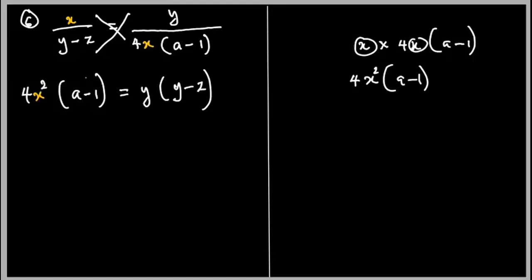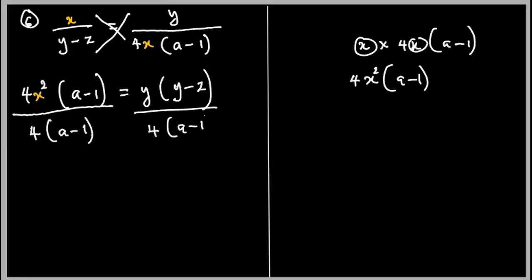I must take out the 4 and that bracket 10. How? I'll divide both sides by 4 and then that bracket 10 a minus 1. Now 4 will cancel out 4, the bracket will cancel out the bracket, and as you can see, x squared is now visible.